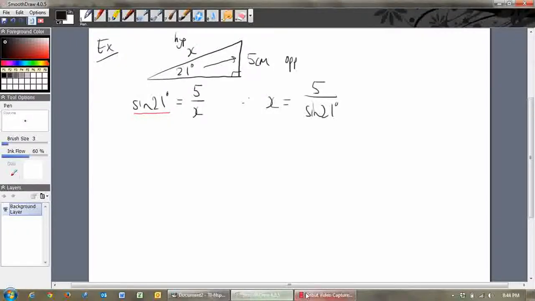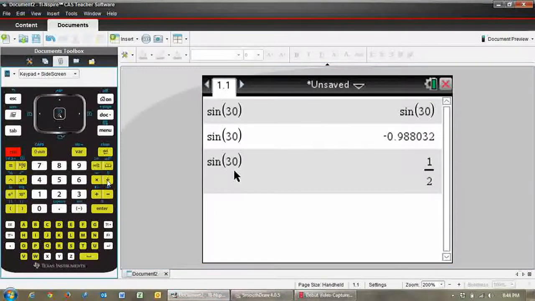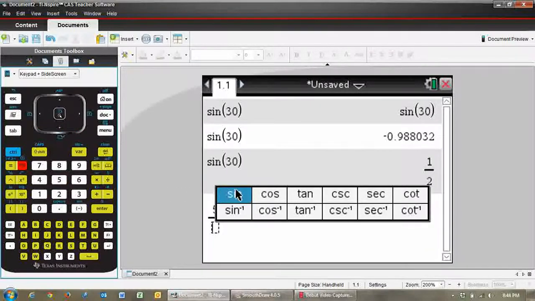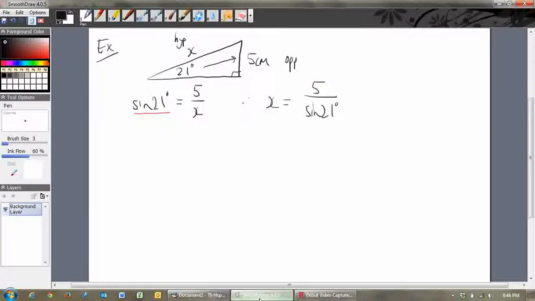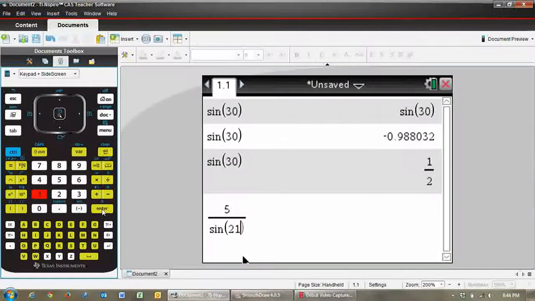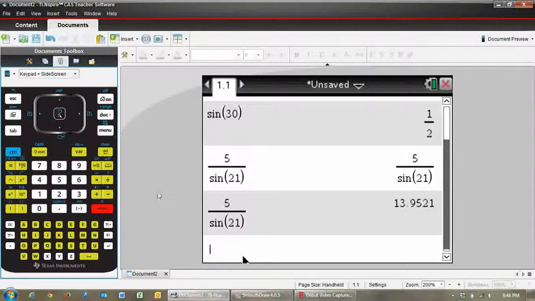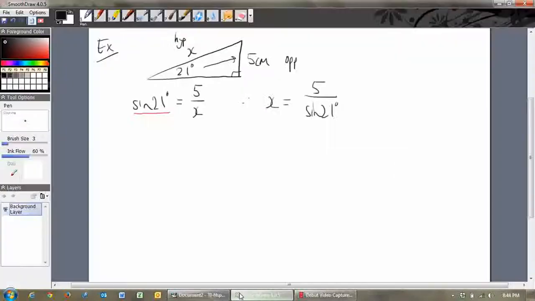So, what was the question again? We want 5 over sine 21. So we go into here. I'll create a fraction, and I'll have 5 on the top line, and I'll go to my trig functions here, and I'll choose sine. I've forgotten the angle, it was sine 21 degrees. Because we're in degrees, we don't need to write degrees or anything like that. We press enter and it gives us that, of course. Thank you very much, calculator. Press approximate and you get 13.95.